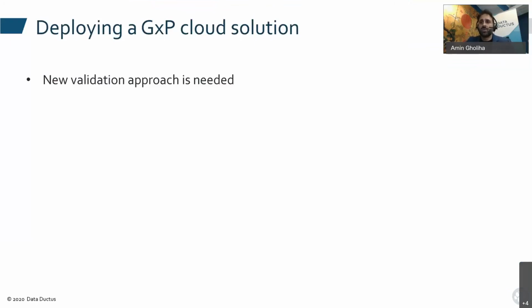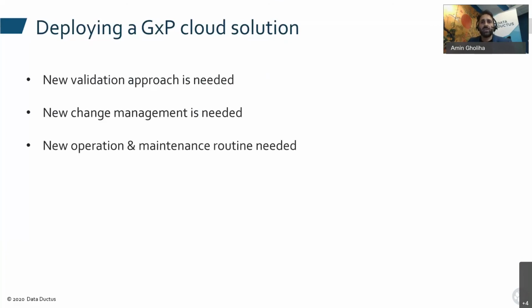GxP cloud solution. As you will see, deploying a cloud solution is a lot different compared to on-premises solutions or custom solutions. You need a new validation approach. You need a new change management, and you have to have a new operation and maintenance routine, basically. And you need to have a lot of tools and routines in place. And these tools and routines need to be there already from the beginning of the project as a requirement.